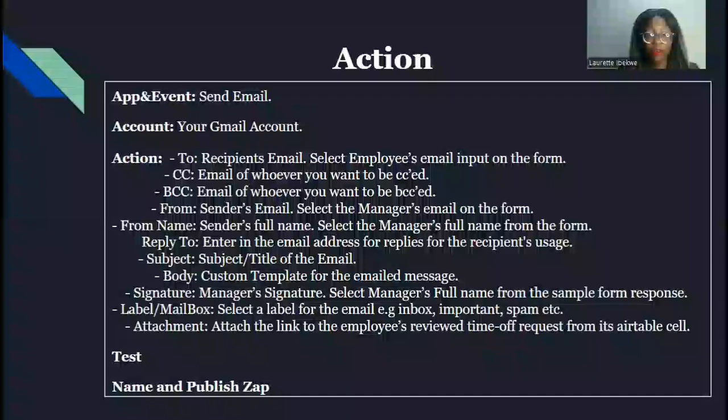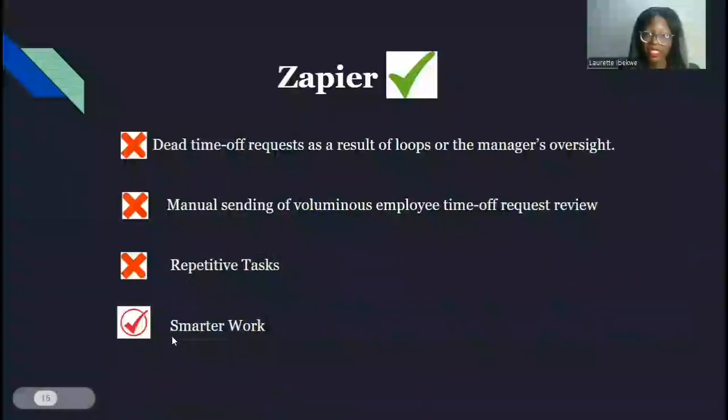Then you have your label. For me personally, I prefer Important, especially as a manager, you receive a lot of things and an employee applying for time off is quite important. So if I'm the one, I'm going to select Important. It helps you prioritize and put it at the top of your priority. And we have the attachments. Then we have the test, and the name and publish your Zap.